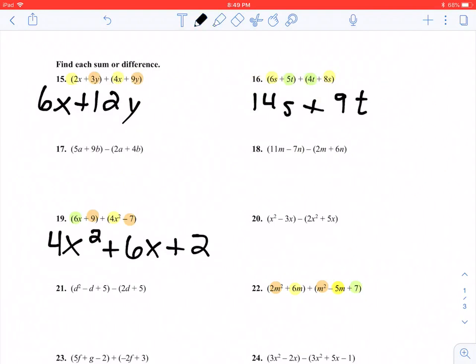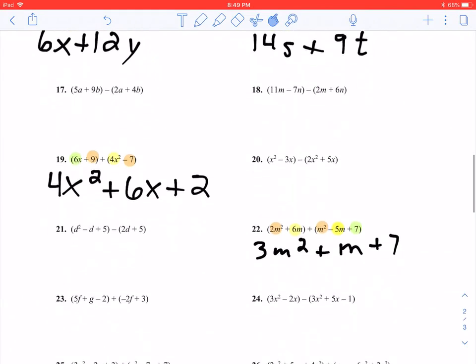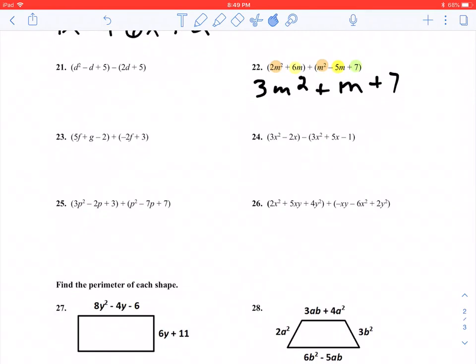So again, start with the highest power on your variable. So we have 2m squared and then another 1m squared. So that becomes 3m squared. And then we have 6m minus 5m, which becomes 1m. And then we have our plus 7, which goes right there. Okay. So that was number 22. Moving on to number 23.